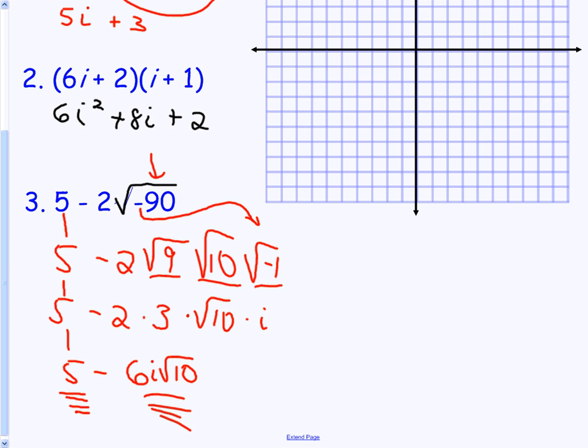Then, when I have the square root of 9, it turns out to be 3. And then the 2 times 3 can be multiplied together, and I get the 6. So now it's 5 minus 6 and the square root of 10. And notice that the i just slips back in front of the square root. You don't write the i at the end. You write it up by the 6.